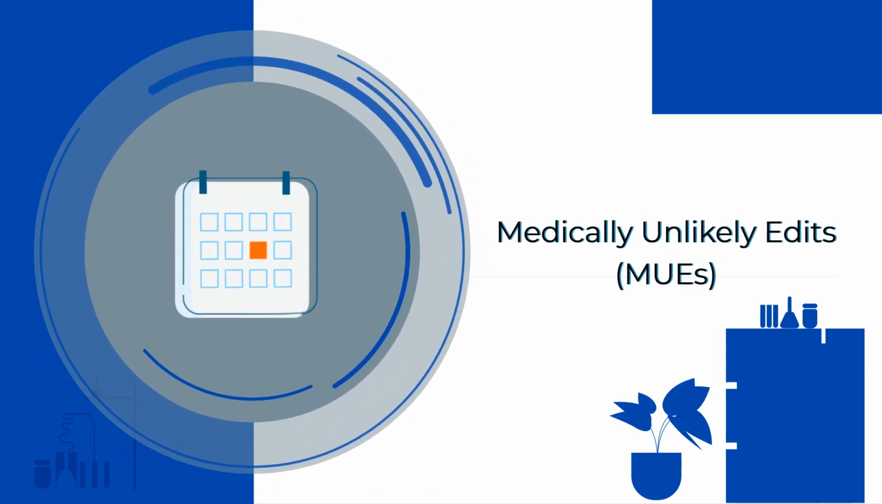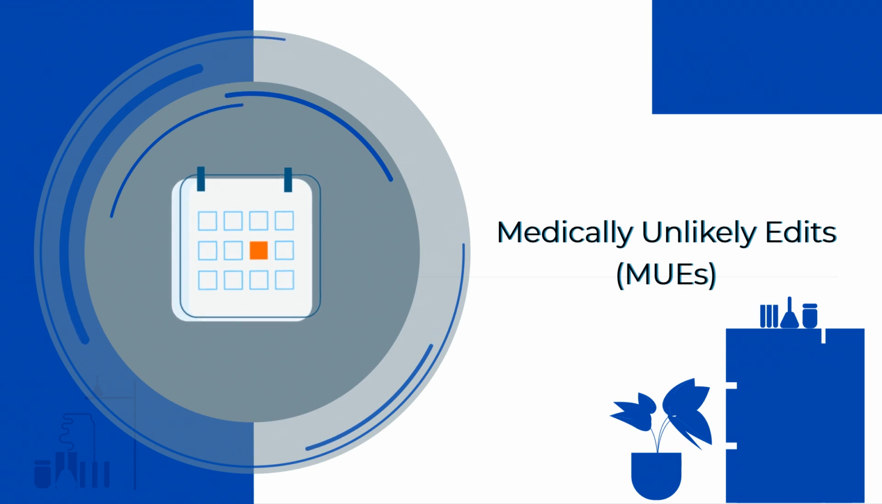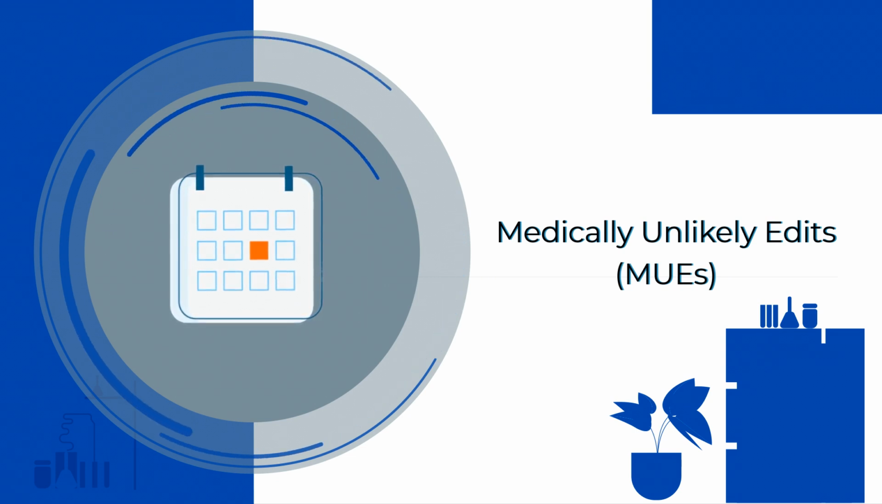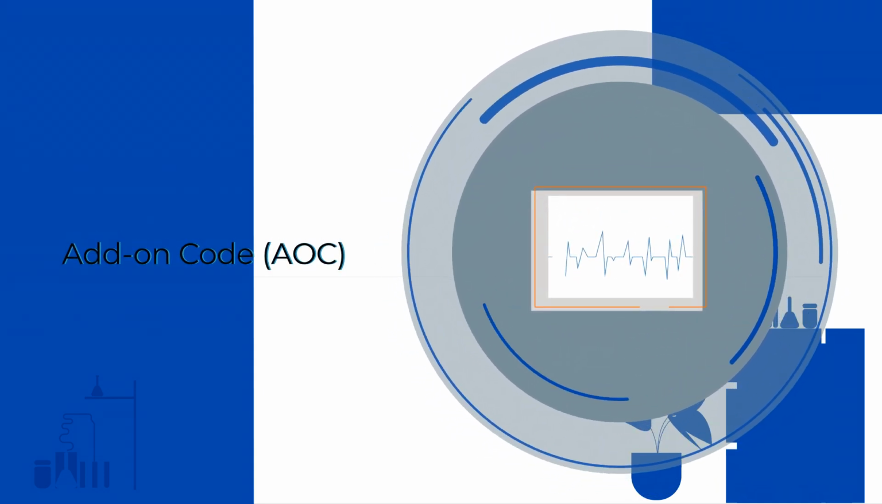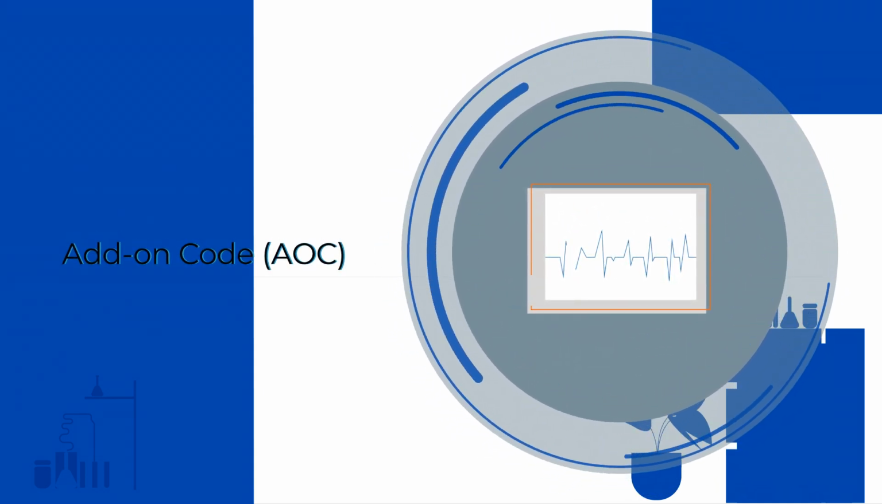Medically unlikely edits reference a maximum number of times a service can be billed in one day. For example, some CPT codes can be only used once a day. Add-on code edits make sure secondary codes are only billed with appropriate primary procedures.